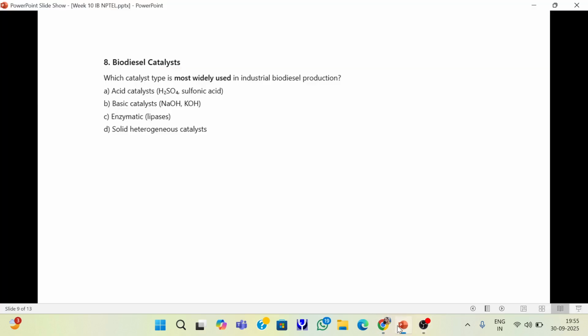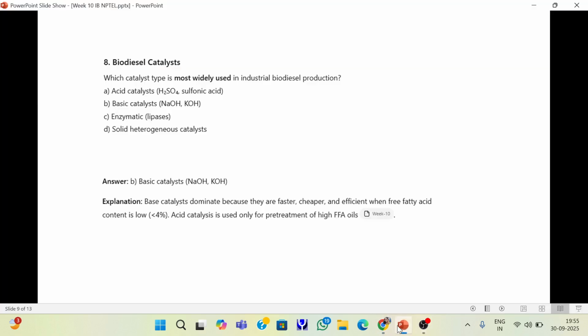Okay, let's see what is the correct answer to this question. It is B, basic catalysts. So the base catalysts dominate because they are faster, cheaper, and efficient when free fatty acid content is low, that is less than 4%, and acid catalysis is used only for pre-treatment of high FFA oils, right? So the most widely used catalysts for biodiesel production is the basic catalysts, which include sodium hydroxide and potassium hydroxides. They are faster, they are cheaper, and they are efficient also.